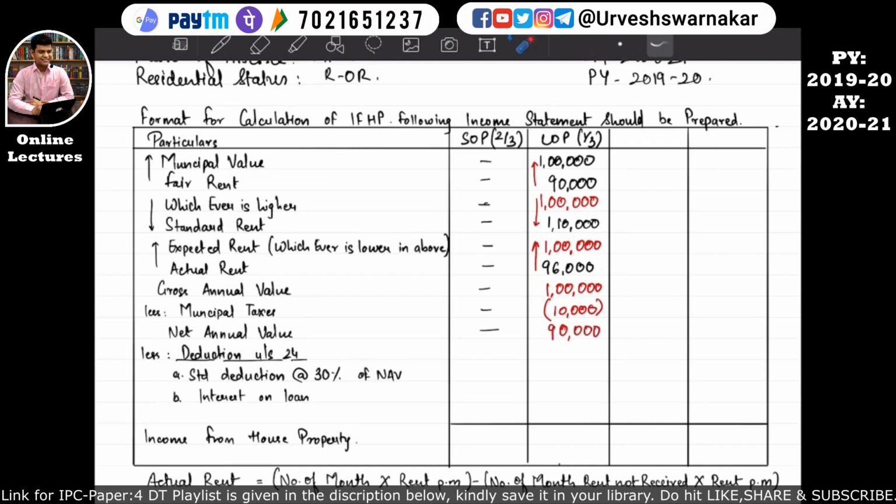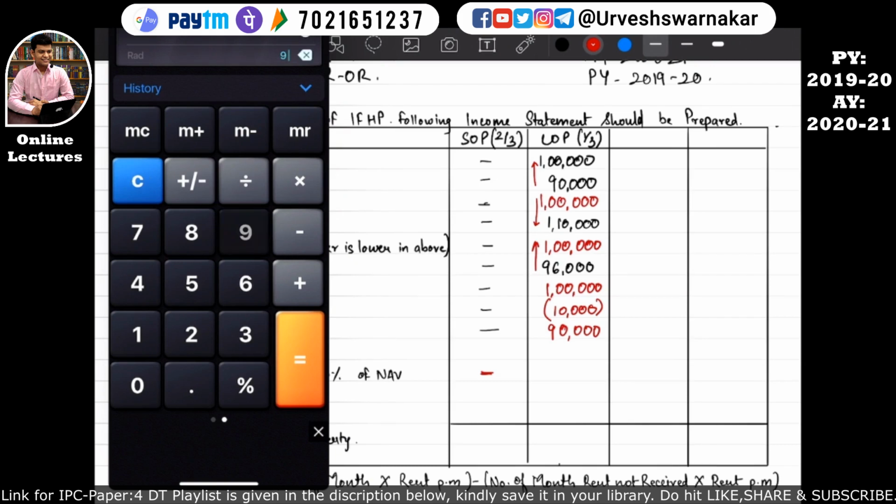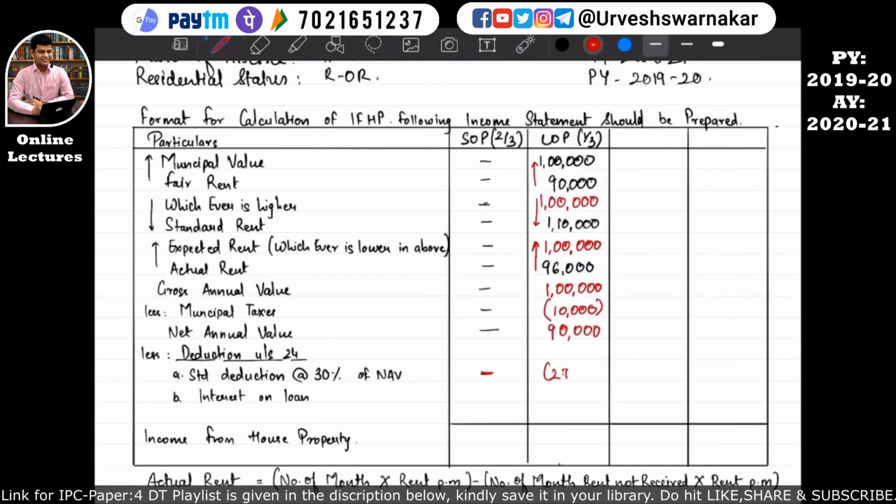Okay, so now we have found out our NAV. So we need to find out the deduction under section 24. Deduction under section 24 will be available for LOP and not for SOP. So we'll put a dash over here. Deduction under section 24(a) is 30% of the NAV. That means 90,000 into 30% is equal to 27,000 is allowed as deduction.